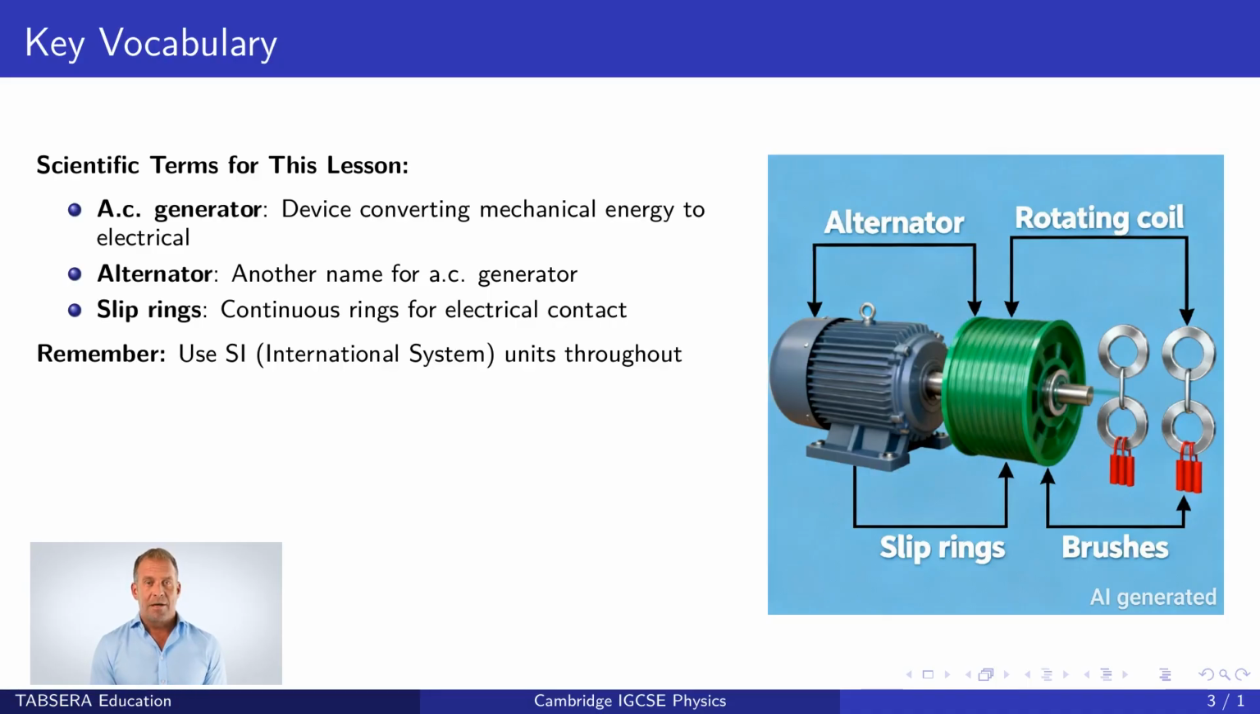Now let's define our key vocabulary. Each term is essential for understanding this lesson. First, AC generator, which means a device that converts mechanical energy into alternating current electrical energy. Second, alternator, which means another name for an AC generator commonly used in automotive applications. Third, slip rings, which means continuous metal rings that maintain electrical contact with rotating parts. Understanding these terms precisely is crucial for exam success.